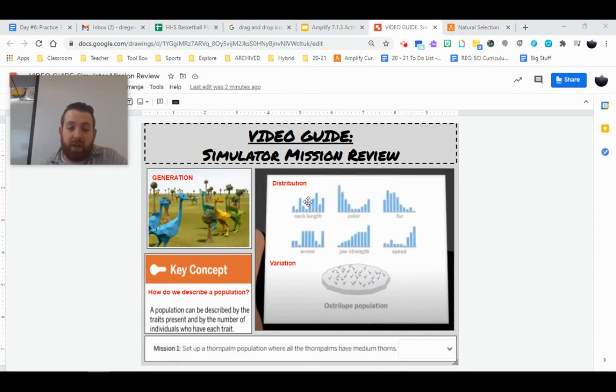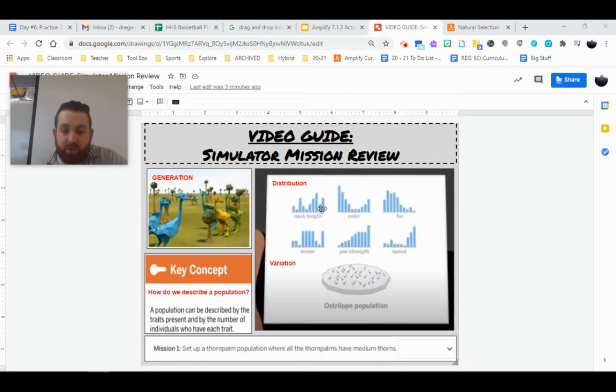For example, all of the histograms here relate to a generation of australopes, and those different traits and how the variations are distributed within the graphs themselves. If you remember, distribution is the number of individuals with each trait in a population. Whenever we have a population, we can look at a specific trait, say neck length here, and each one of these bars is the distribution, or the number of individuals with each of those traits.